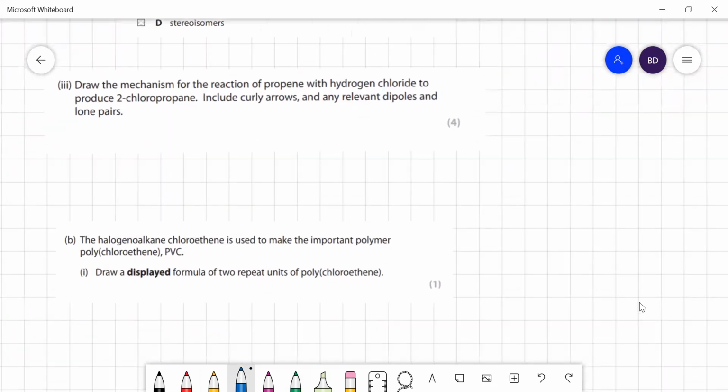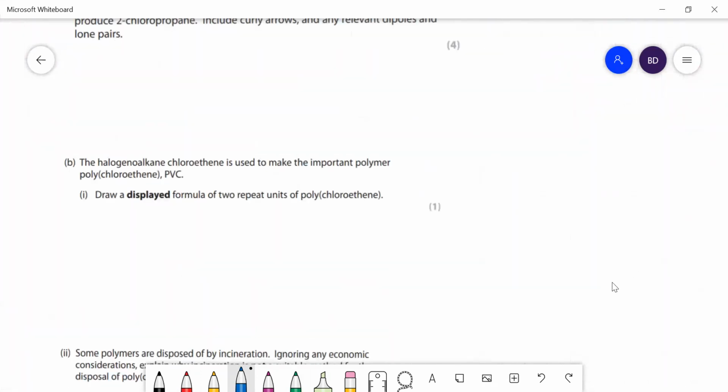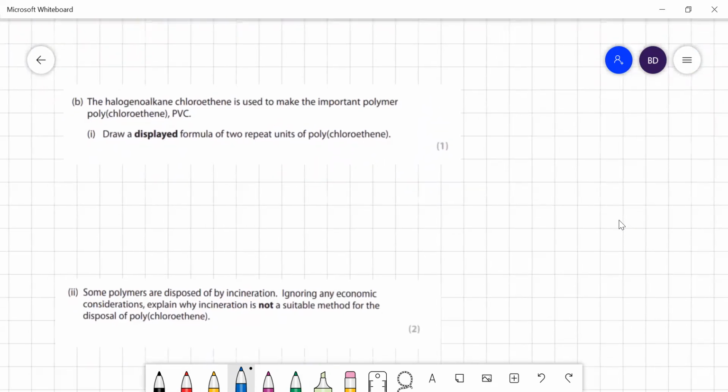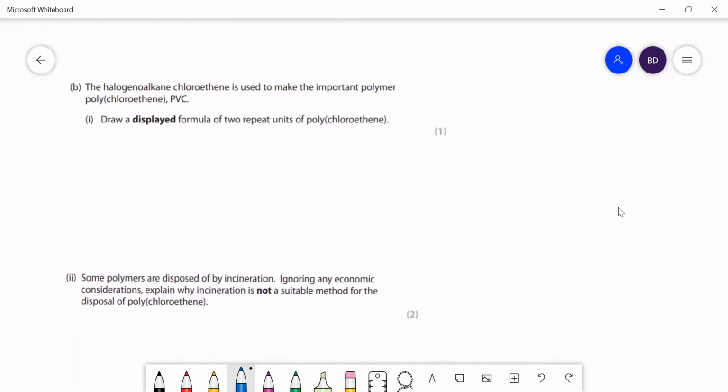B, okay, halogenoalkane chloroethene is used to make the important polymer PVC. Draw a displayed formula of 2 repeats of polychloroethene. So let's draw chloroethene. We have got a chlorine on one of the carbons. And well, let's draw what's going to happen here when they polymerize. So I've drawn 2 monomers there, and so this is going to give us 2 repeat units.